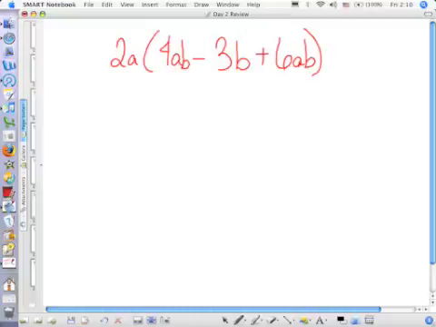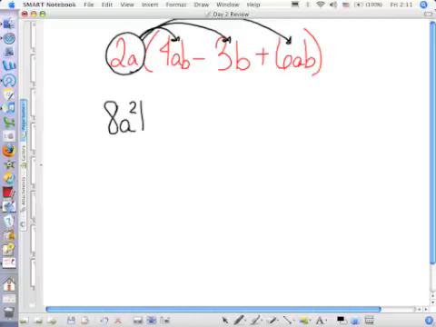What do you need to do here? You need to distribute. When we distribute, it means that we're taking this first term and multiplying it times everything inside the parentheses, which requires us to know our rules for multiplying variables. 2a times 4ab is 8a squared b. 2a times negative 3b is minus 6ab. Very good. 2a times 6ab is plus 12a squared b.